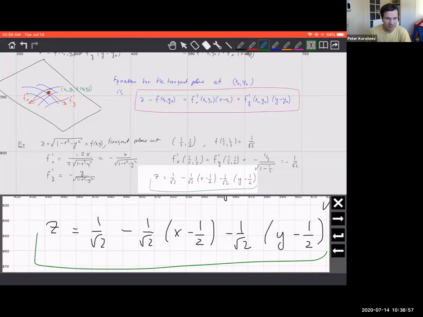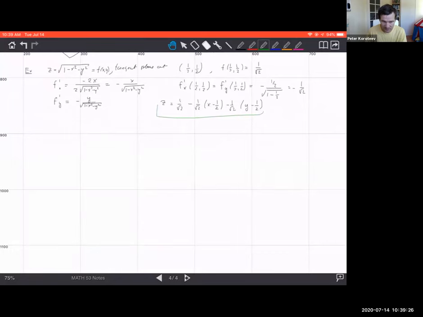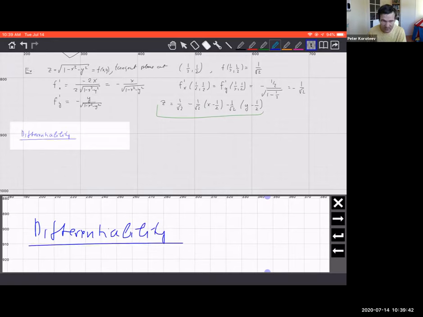Right, so now let's talk about the differentiability of the function, right? So in function of one variable, we had a claim that if the derivative exists as that limit, right, then the function is differentiable at this point. Well, we can give a similar definition over here, right? So it's the differentiability of functions of many variables.